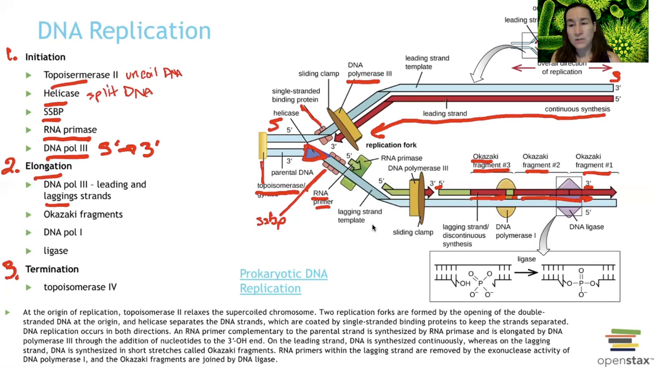So leading strand's great, never has to stop, just keeps going. Initiation is where we're going to start this replication process. Starts at the origin, we go through the steps of initiation, and we start cranking out new DNA with DNA polymerase. On the lagging strand, we got to lay it down 5 to 3 still, but it lays down in chunks. Those chunks are called Okazaki fragments.